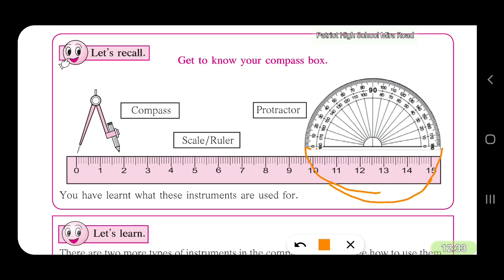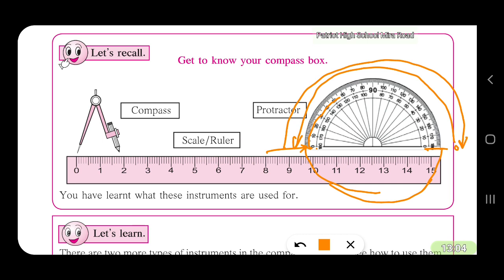It has got two scales. Starting from here is 0, and you go this way, it will start from 0 and end in 180 degrees. But if you take this zero scale, you can go on reading 10, 20, 30, 40, 50, 60. So this scale goes like this. So here it completes 180 degrees.